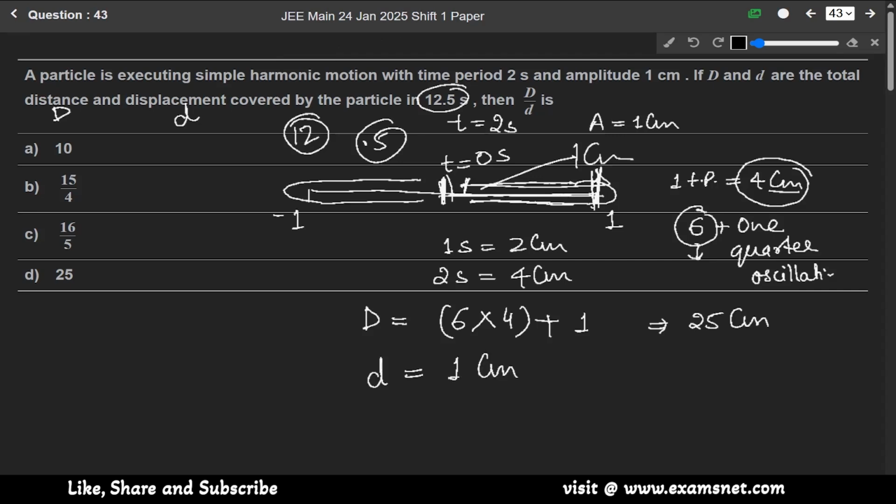Okay, so we have to find the ratio of capital D over small d. So it will be 25 over 1, means 25 centimeters. So the answer is option D.